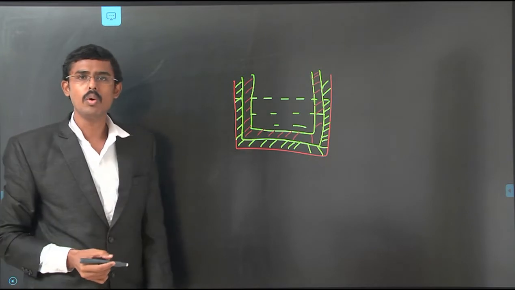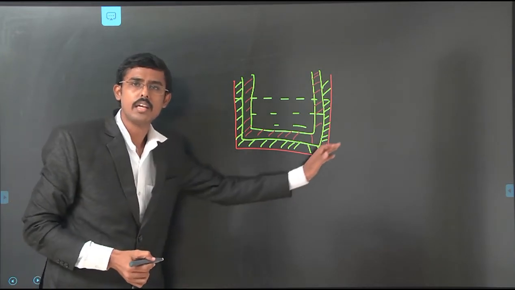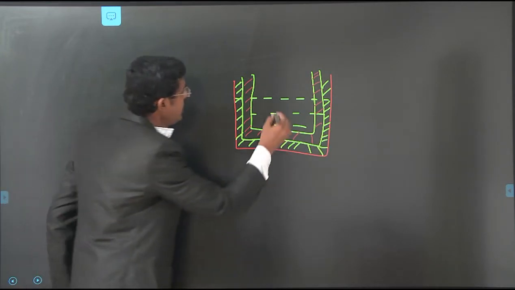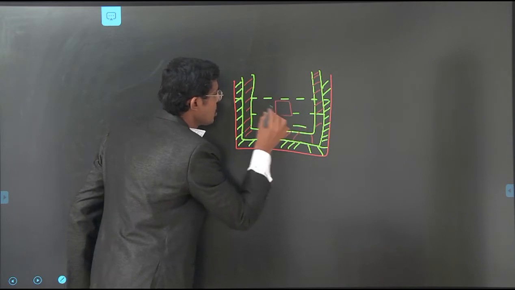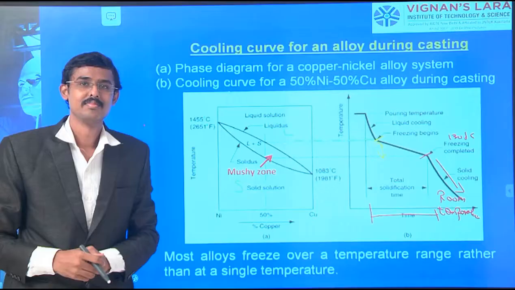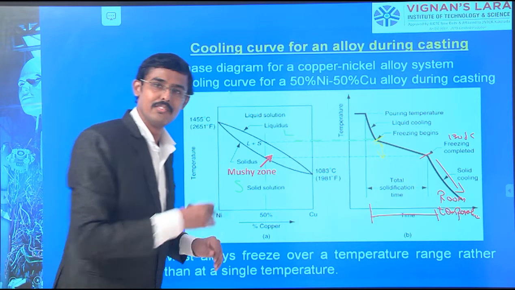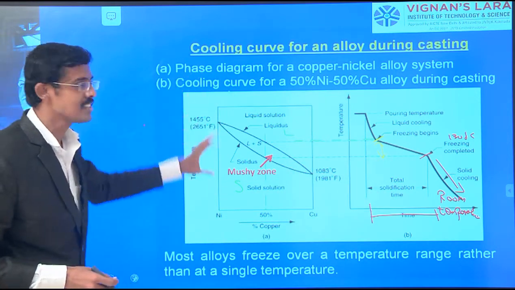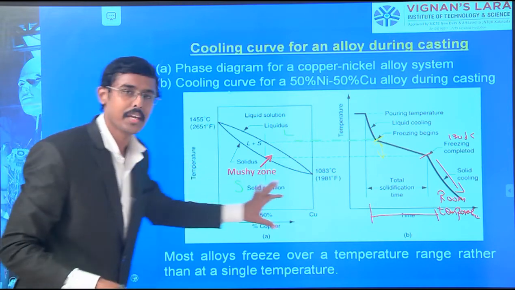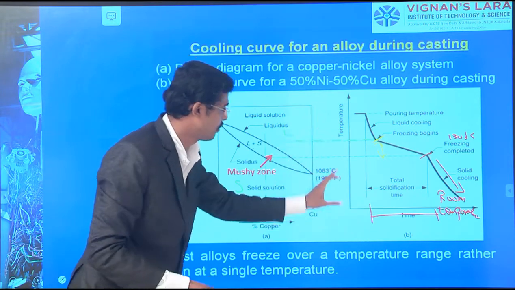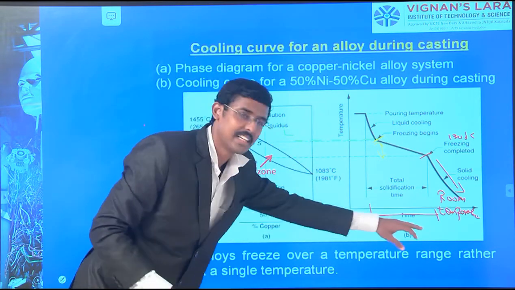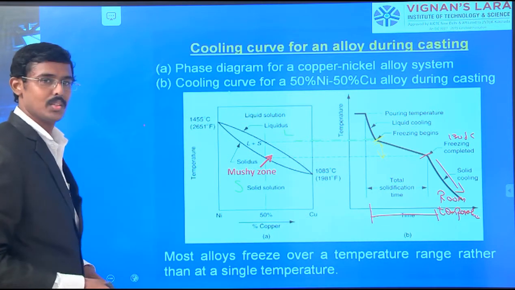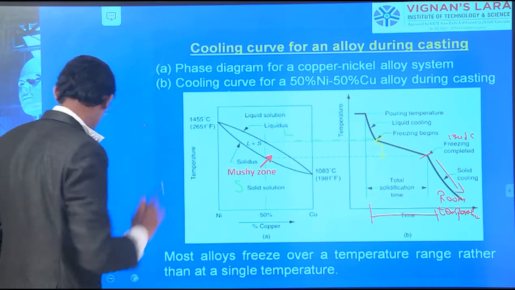One by one, slowly, the interaction process takes place and finally it becomes a solid. From here, we have understood the concepts of the alloy system and the time-taking process, with temperature in the y direction and time in the x direction. So I have compared the components of copper and nickel.